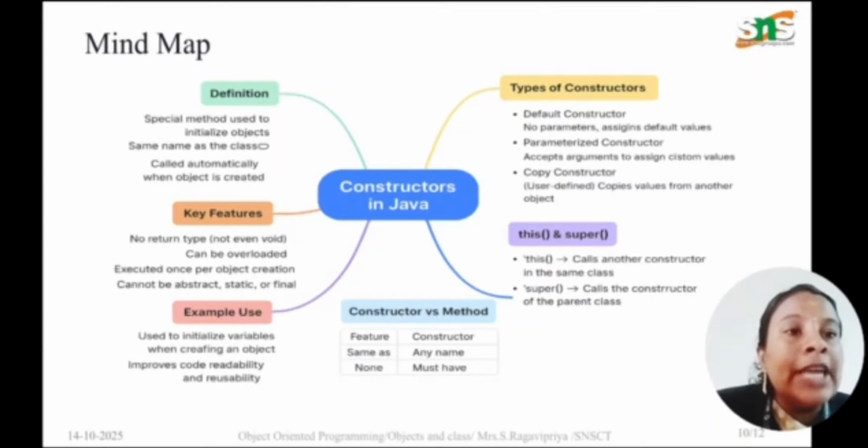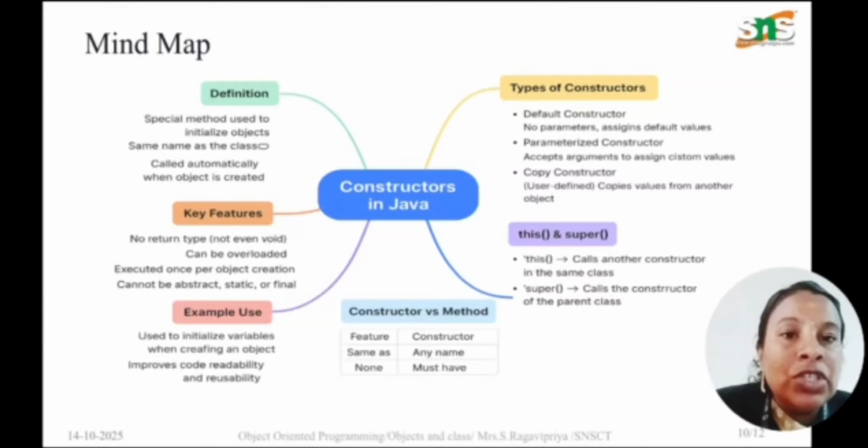Next, types of constructors. We have seen three types of constructors. One is the default constructor, which has no arguments and assigns default values. The second one is the parameterized constructor, which accepts arguments to assign custom values. The third type is the copy constructor, a user defined constructor which copies values from another object.